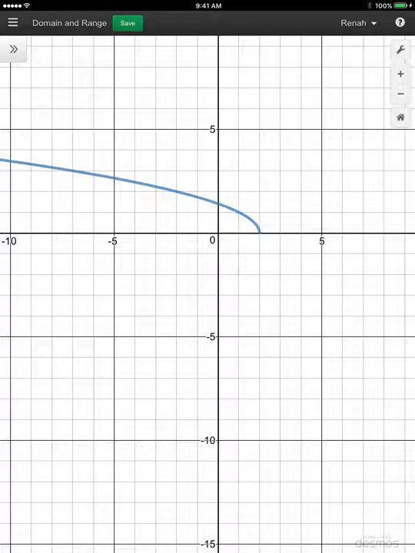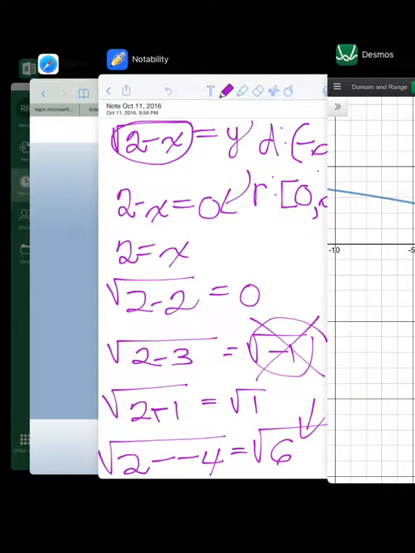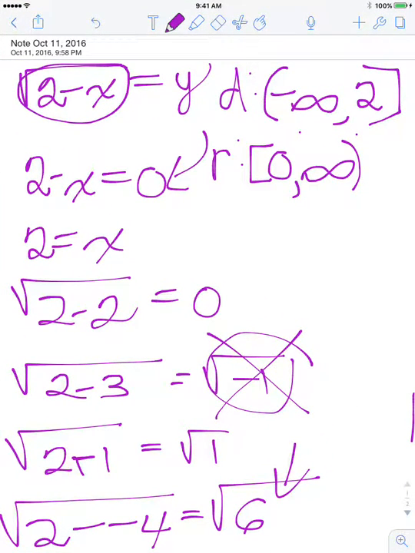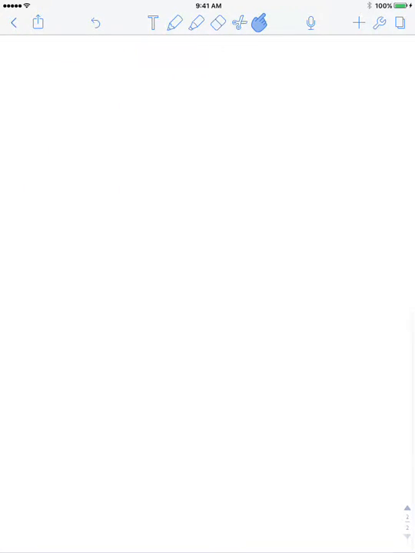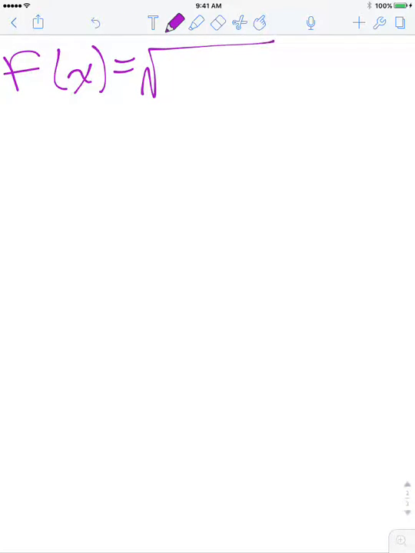Okay, let's do a few more. Let's open a new page here. I'm going to do another one. Square root of x plus 2. So f of x equals the square root of x plus 2.